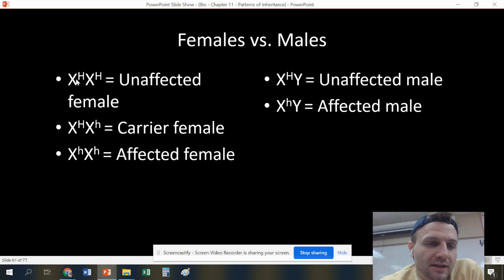You can see unaffected female, X big H, X big H. Carrier female, X big H, X little h. You can see how there's that one little h there. She won't have the disease, but she will carry the disease. And you can see X little h, X little h, she's an affected female.